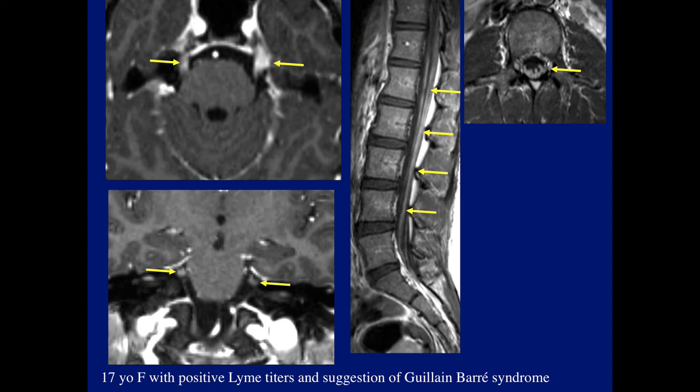This was an interesting case. This was a 70-year-old female, had very positive Lyme titers, but also had clinical signs of a Guillain-Barré. And you can see, not only do we see the enhancement of the trigeminal nerves on the coronal and axial plane, but there's enhancement of the cauda equina here on the sagittal view, and look at the axial post-contrast spine. You see all the marked enhancement of the cauda equina, somewhat of an unusual symptom of Lyme disease.